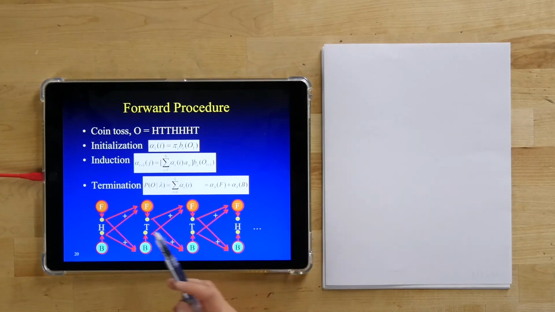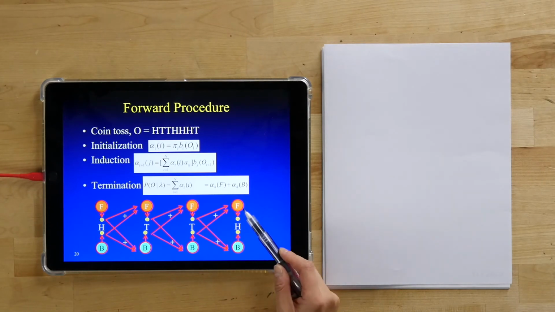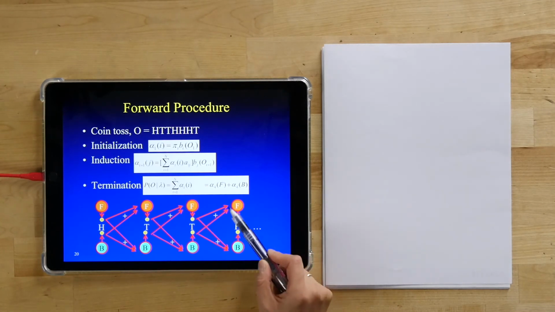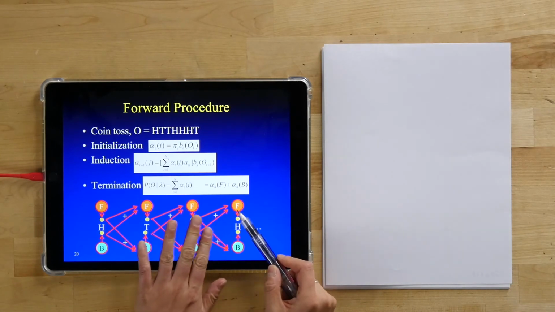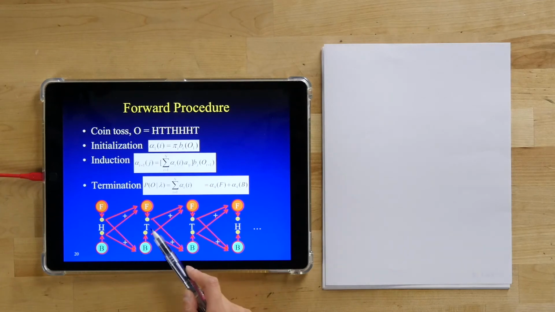So you can see at the very end, I'm seeing a head now, and it either comes from a fair coin or a bias coin. So I add these 2 numbers, and these numbers have already inherited all the previous numbers before to give me the probability of seeing head, tail, and everything before this coin, right? So that will give me a solution. That is the forward procedure.